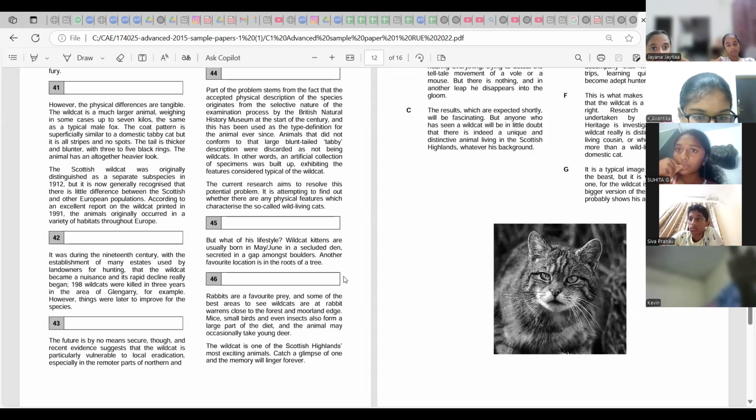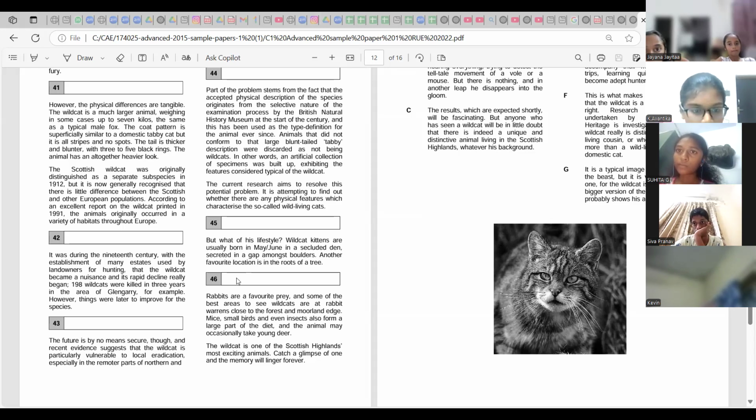Wildcat kittens are usually born in May, June in a secluded den, secreted in a gap amongst boulders. So they are talking about the birth of this wildcat. Another favorite location is in the roots of the tree. It could be amongst the boulders or in the roots of a tree. Boulder, you know that, right? Big stone. So in this, just prior to the gap, the author is talking about the birth of the wildcat.